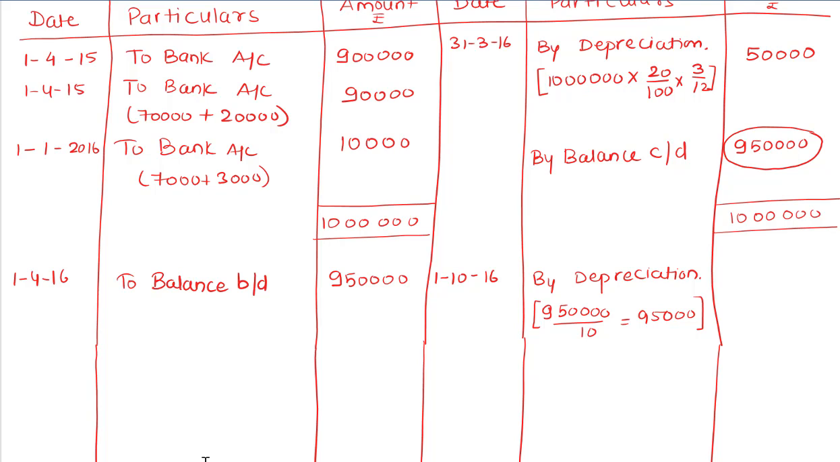Now we have to calculate depreciation for one machine only. So 95,000 multiplied by 20% multiplied by 6 by 12, 1st April 2016 to 1st October 2016. This is 6 months. So multiplied by 6 by 12 equals 9,500.